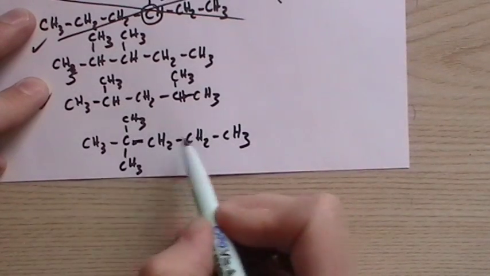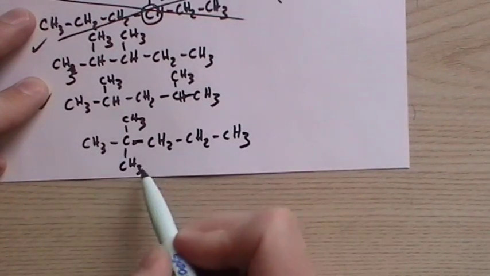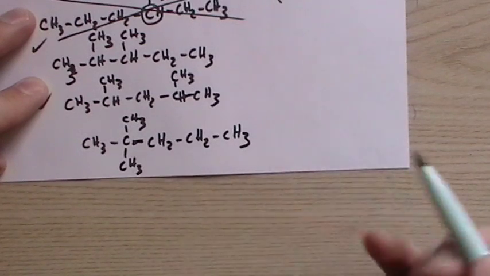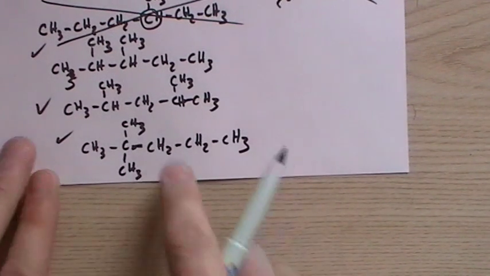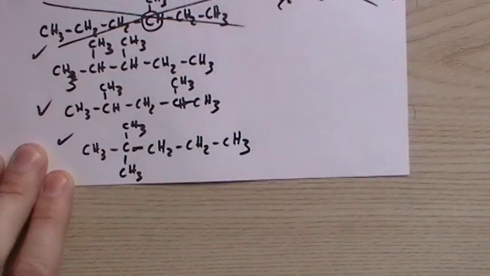This is a new one, number 5. On the exam, I tend to make it a little easier. I make sure that there's a lot of isomers to choose from. We were really running out here, but that's nice.